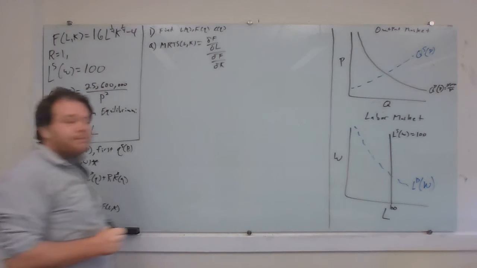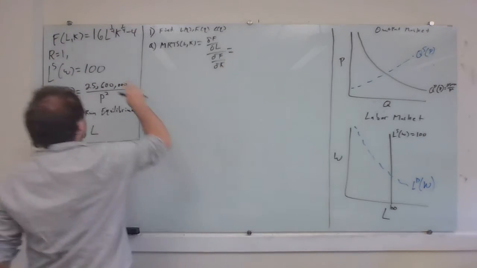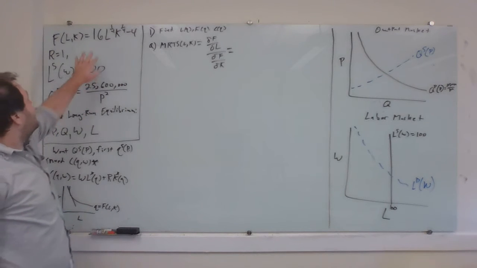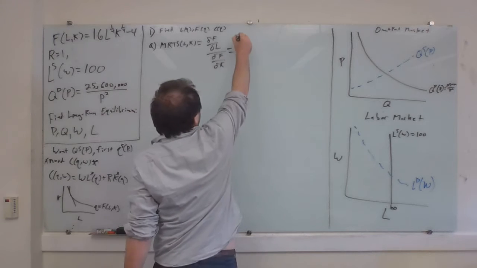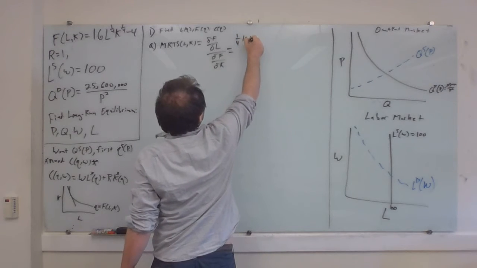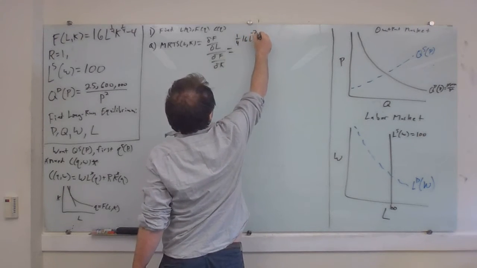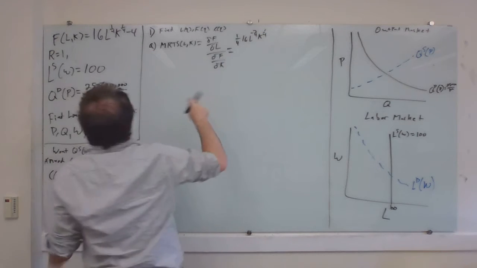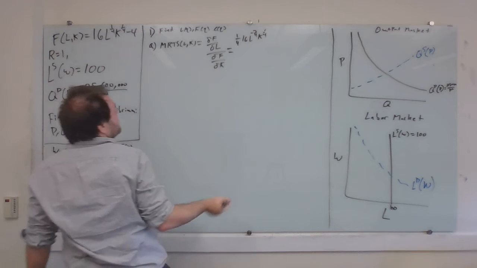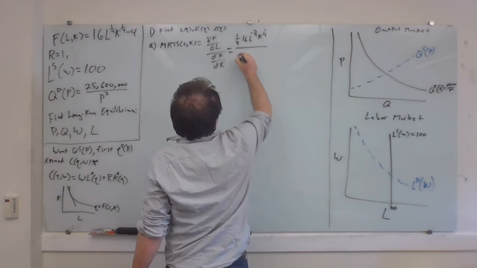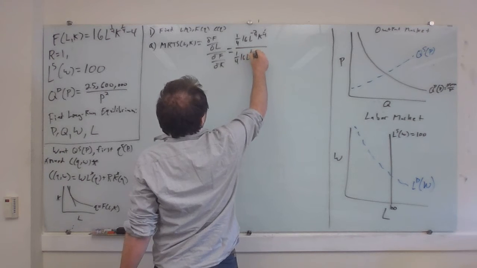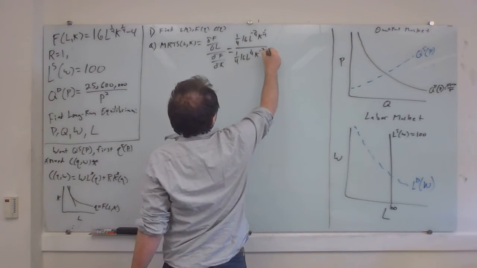So what's dF/dL? Well, dF/dL is going to be the derivative of this thing with respect to L. So this is going to be 1/4 times 16 L to the minus 3/4 K to the 1/4. Derivative of 4, the 4 doesn't matter because it's added here. Derivative of 4 with respect to L is just 0. Derivative with respect to K, 1/4 times 16 L to the 1/4 K to the negative 3/4.